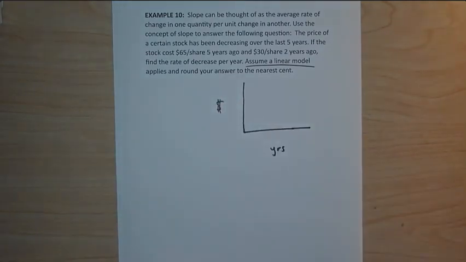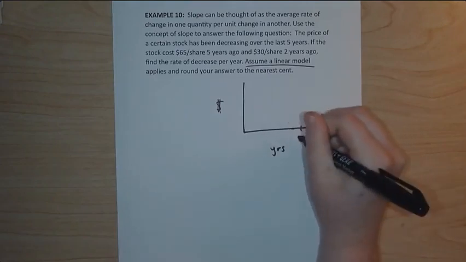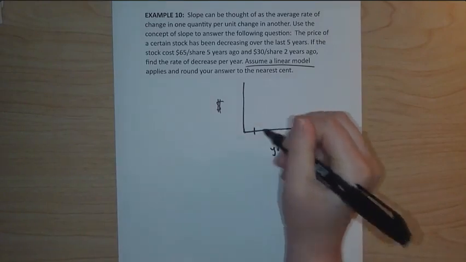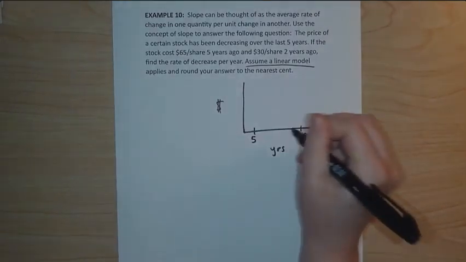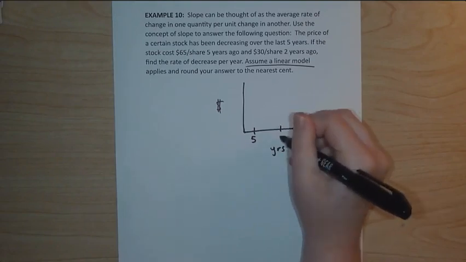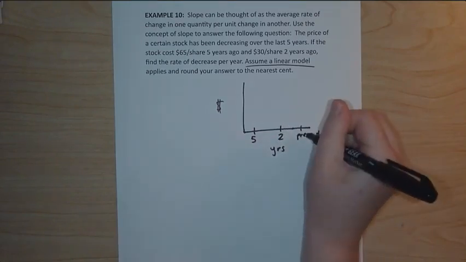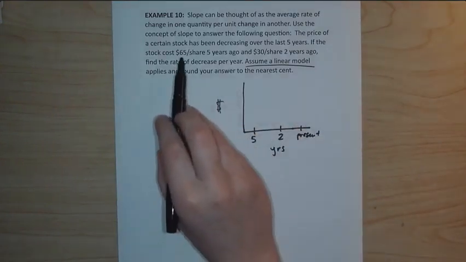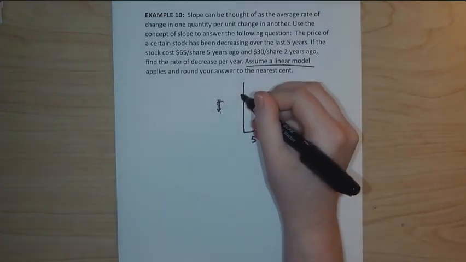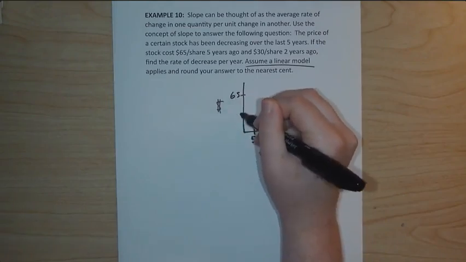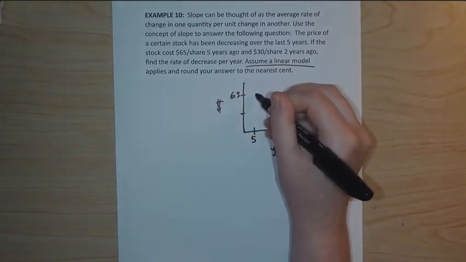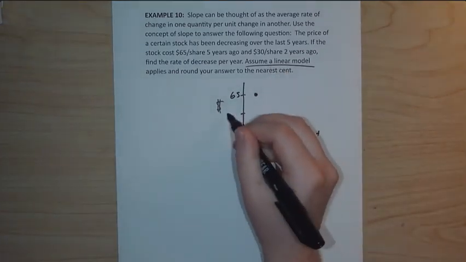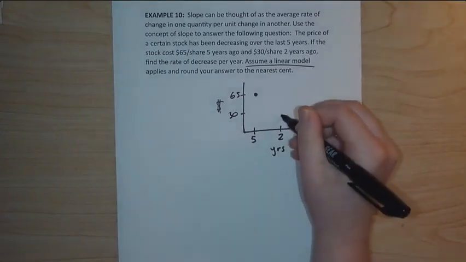So we're going to assume we have some point here in the present. So that's the present. And we have some point where it was 5 years ago, and we have some point where it was 2 years ago. So I'm just going to write that information down. And we know that 5 years ago it was at $65 per share. So I'm just going to write this was 65, just eyeballing it. And so this is going to be a point here. 2 years ago it was $30 per share. So I'm going to write this is 30, and we have a point here.